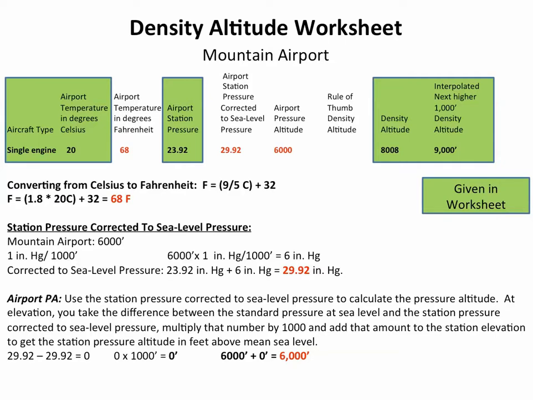Okay, let's take a look at an example from the density altitude worksheet. We start with the fact that we have a single engine aircraft at a mountain airport at an elevation of 6,000 feet. And we have to make some calculations.